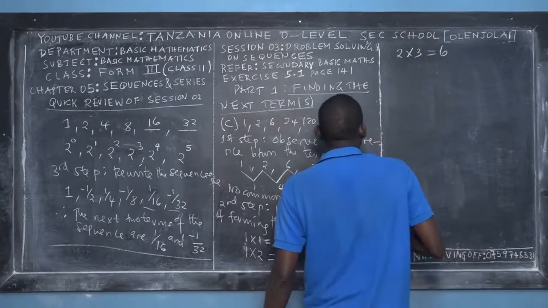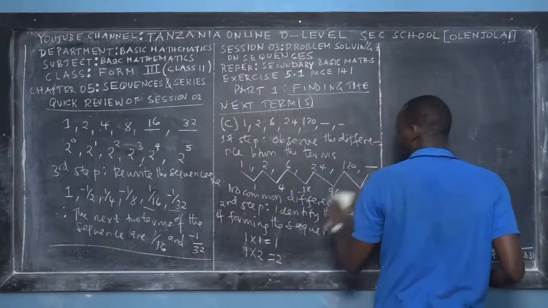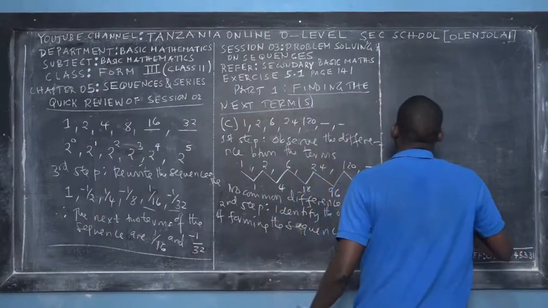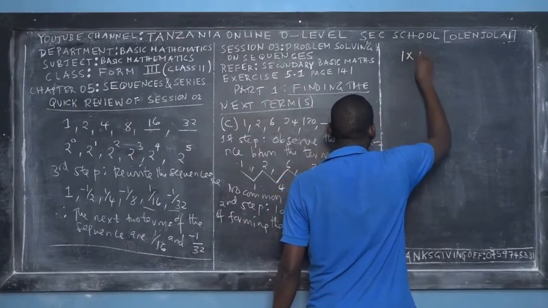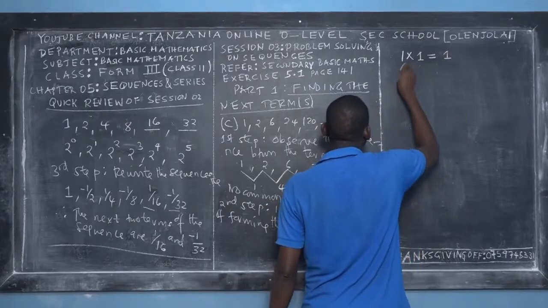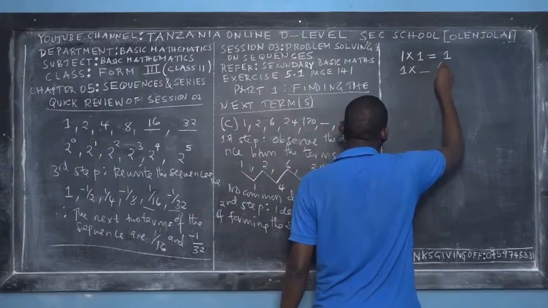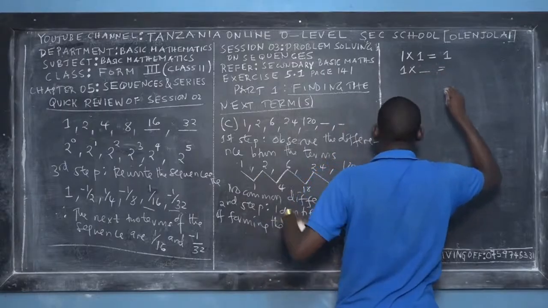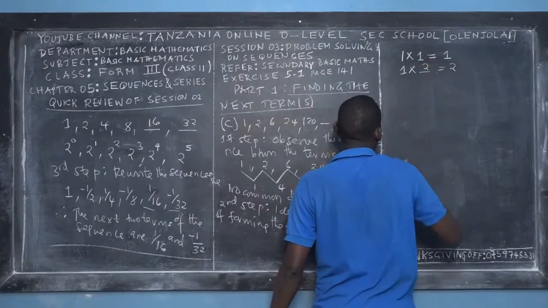And then let me just rewrite the whole sequence here so you can see the increase. We take 1, we multiply by 1 to get the first term, which is 1. Then we take the first term, which is 1, and we think, what should we multiply with in order to get the second term, which is 2? It means that 1 times 2 will get 2.